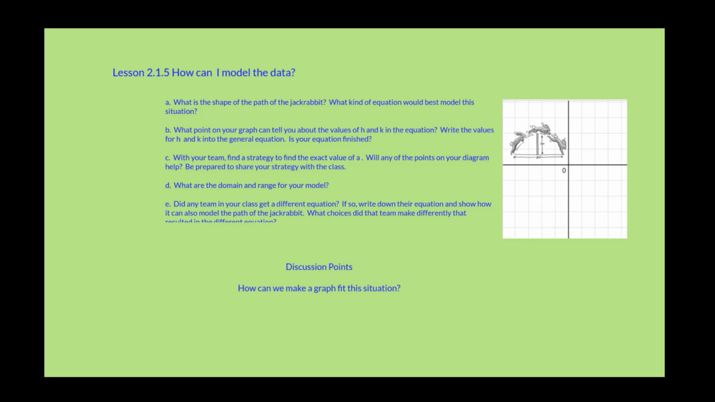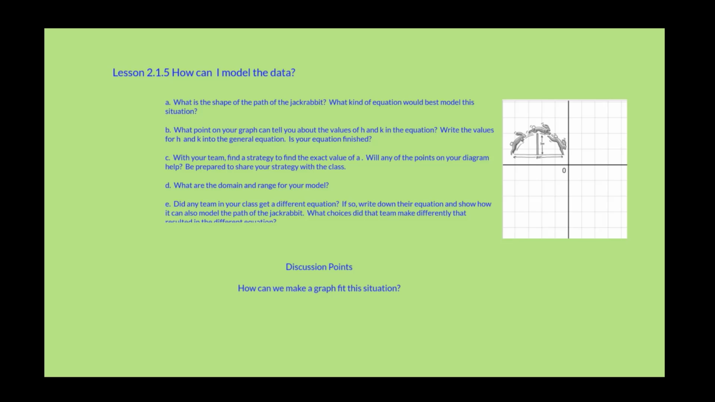But basically what it is, you're going to place this diagram using the e-tool, and you're going to figure out some information from that diagram that's going to help you plug that into the calculator to come up with an equation. But you can also kind of get close to the equation just using the e-tool that Desmos has in the CPM book. So part A, it says, what is the shape of the path of the Jackrabbit?